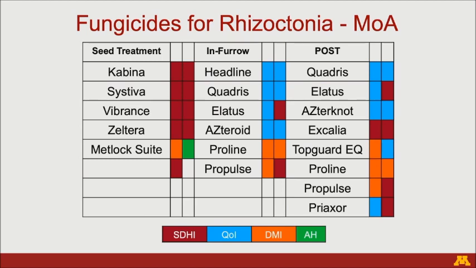So this is, again, very useful for you when they post this presentation, right? So rotating fungicide chemistries with different modes of action. But with seed treatments, you have no choice. Most of them are SDHI. But between infurrow and then post, let's say if you're using Quadris or Asteroid, you can come back with Excalia because it's a QOI and it's SDHI. I think it's a good practice in general for managing fungicide resistance. Like I said, it's a little bit of a low-risk pathogen for this, but I think it's better to do our job for that.